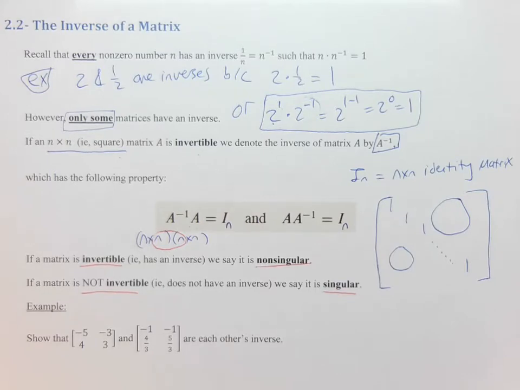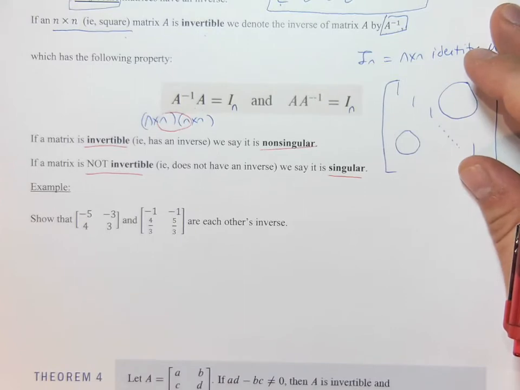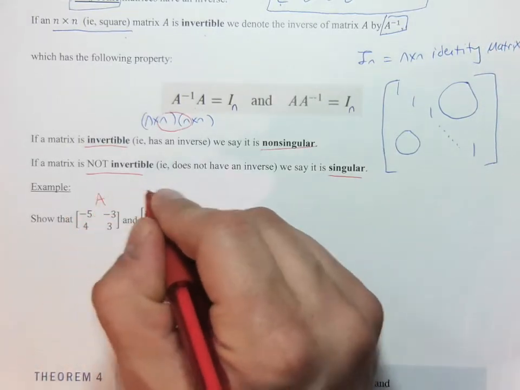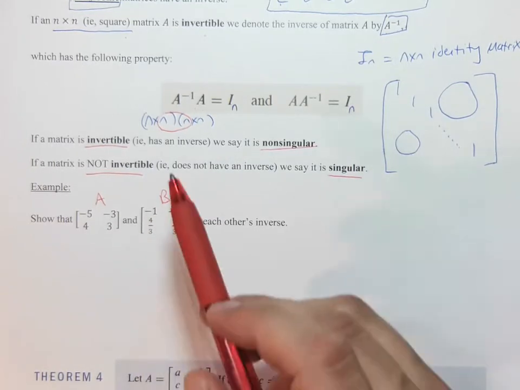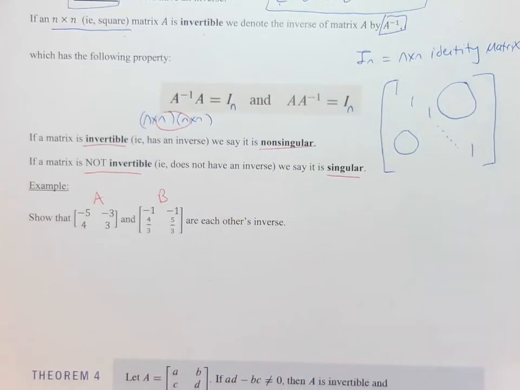So let's go ahead and show these two matrices right here are each other's inverse. They're both 2 by 2. Let's call this one matrix A. We'll call this one matrix B. What we're going to do is multiply A times B on the left. We'll also do it on the right. And in both cases, we'll see that we get the identity matrix.